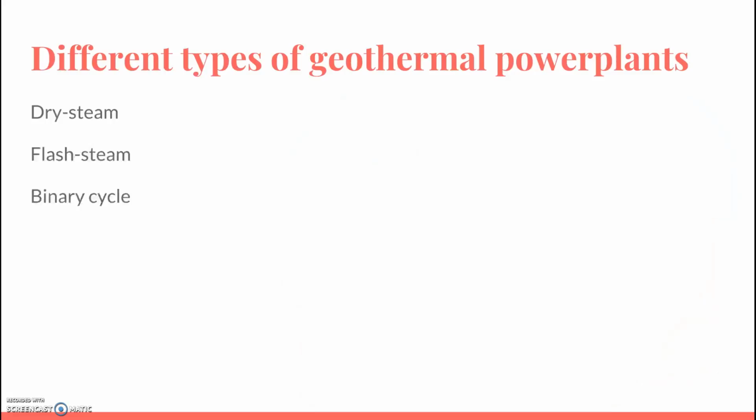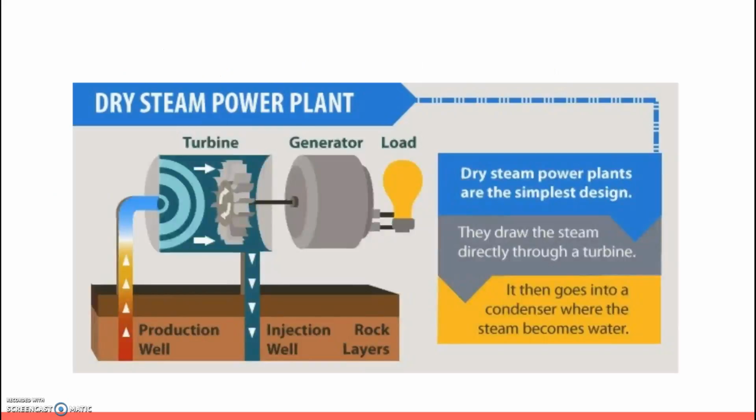Different types of geothermal power plants. We have a dry steam power plant, a flash steam, and a binary cycle. Dry steam power plants are the simplest of the three designs. The steam goes directly from the production well into a turbine and is then condensed into a liquid and pumped down through the injection well.